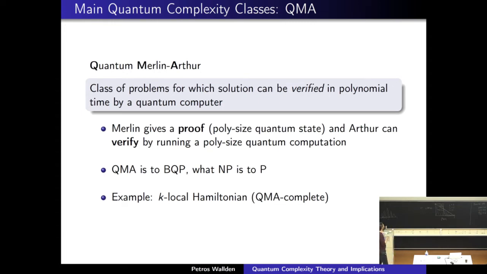So this is efficient verification of what you can efficiently solve, the same way that NP is to P. Well, strictly, MA is to BPP what NP is to P. And yeah, this is missing here.